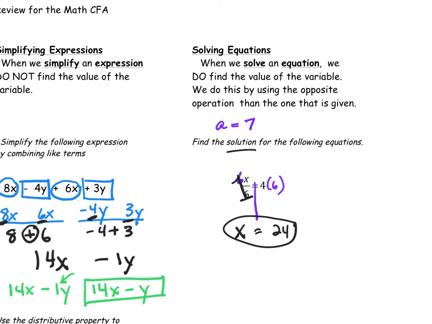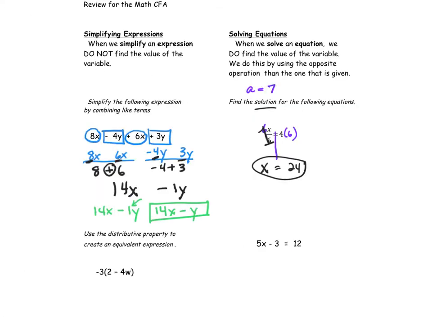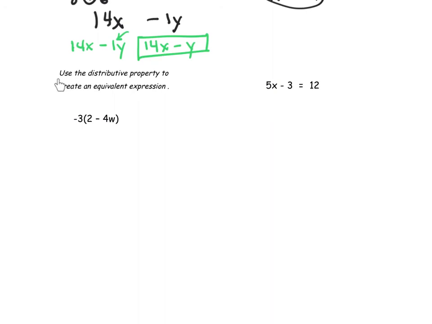Now let's go back to simplifying expressions. Let's recall when we simplify an expression, we do not find the value of the variable. So the directions say here, use a distributive property to create an equivalent expression. So above, we actually created equivalent expressions. It means that they mean the same thing as what we're given. They're just simplified. We have fewer terms.